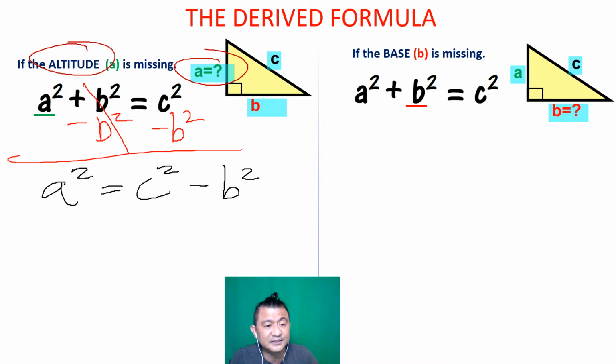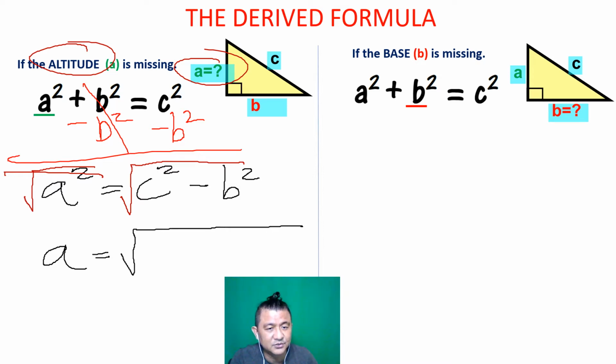And if I want to get the a alone, I need to get rid of the square: square root on the left, square root on the right side. That cancels out, therefore a will be alone. This will be your formula: a equals the square root of c squared minus b squared. Okay.